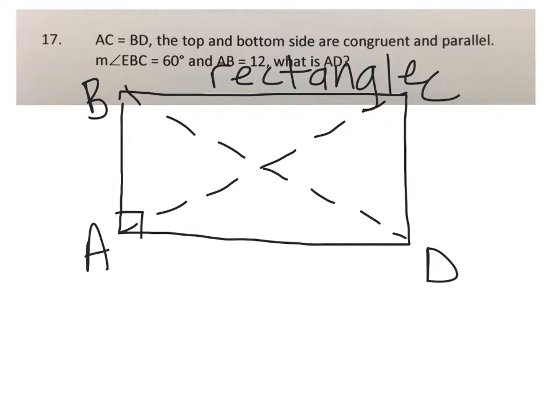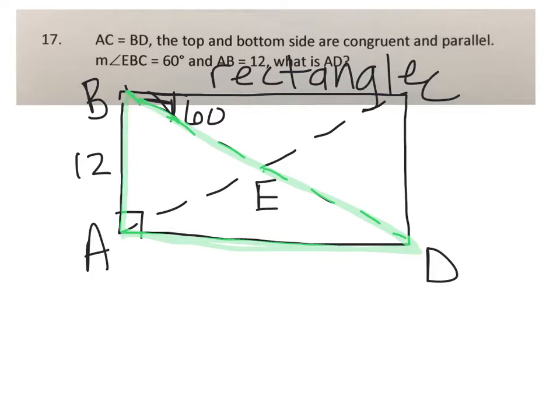So we know we're dealing with a rectangle. The top and bottom are congruent and parallel, sure enough. Here is point E right there in the middle. We know that from E to B to C, this angle right here is 60 degrees. And A to B is 12. We want to figure out what is the length from A to D. So we're going to use this right triangle to help us out.